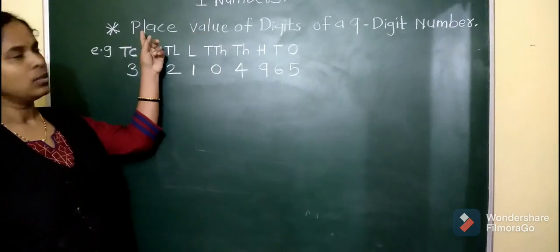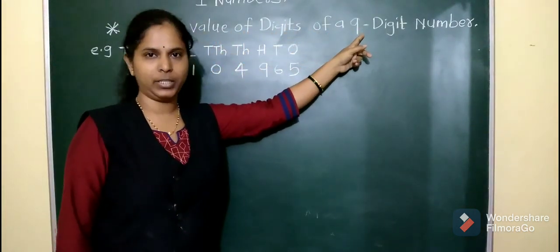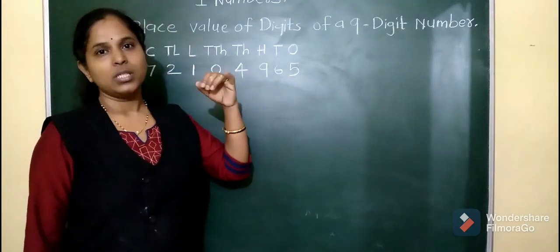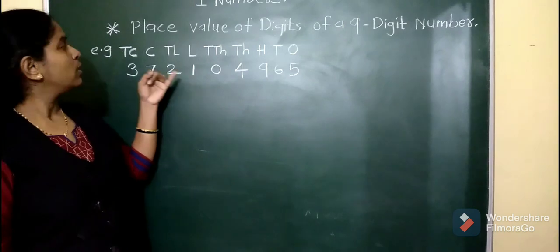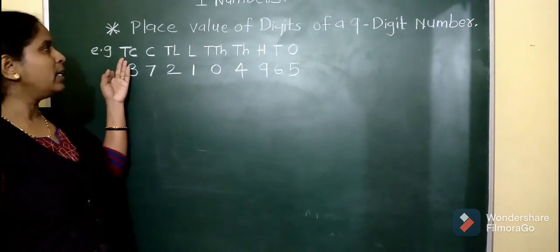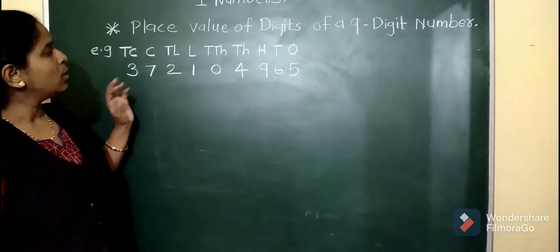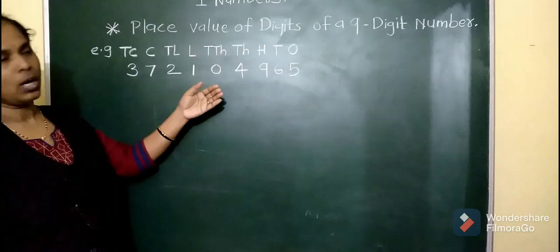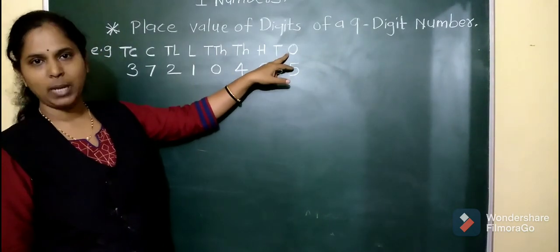Next we will learn place value of digits of a 9-digit number. Now 7-digit number starts with 10 lakhs, 8-digit number starts with crore, and 9-digit number starts with 10 crores. So how to find out the place value? Again the same method, by multiplying the digit by its place.